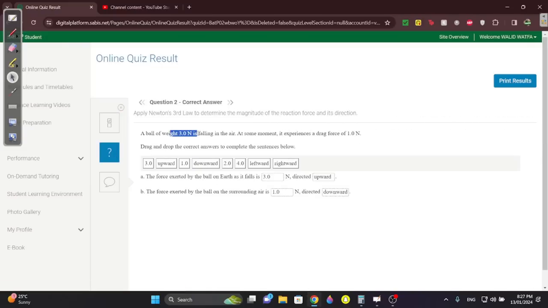A ball of weight 3 newtons is falling in the air. At some moment, it experiences a drag force of 1 newton. The weight pulling it down is 3 newtons. Let's try and imagine this. The weight is 3 newtons, and it's experiencing drag of 1 newton. The force exerted by the ball on the earth as it falls is 3 newtons directed upward.